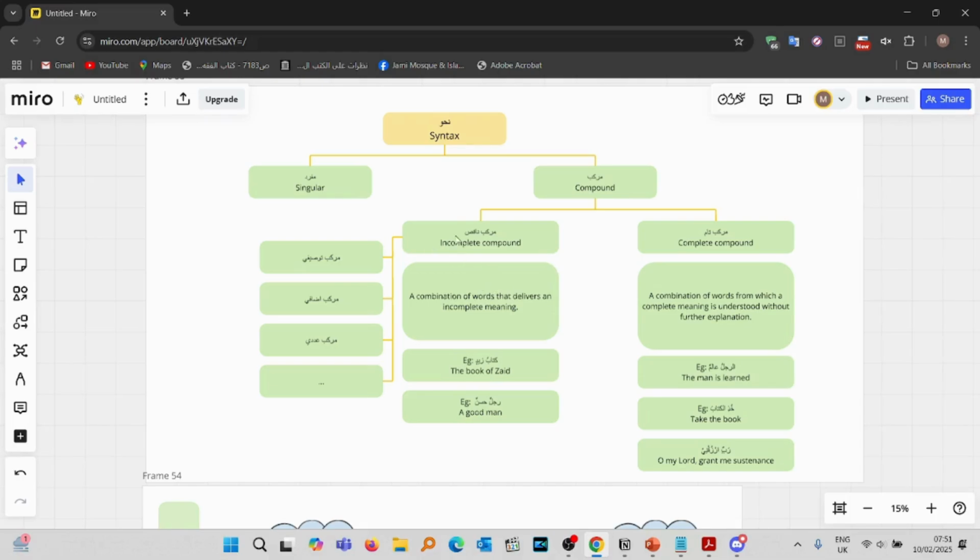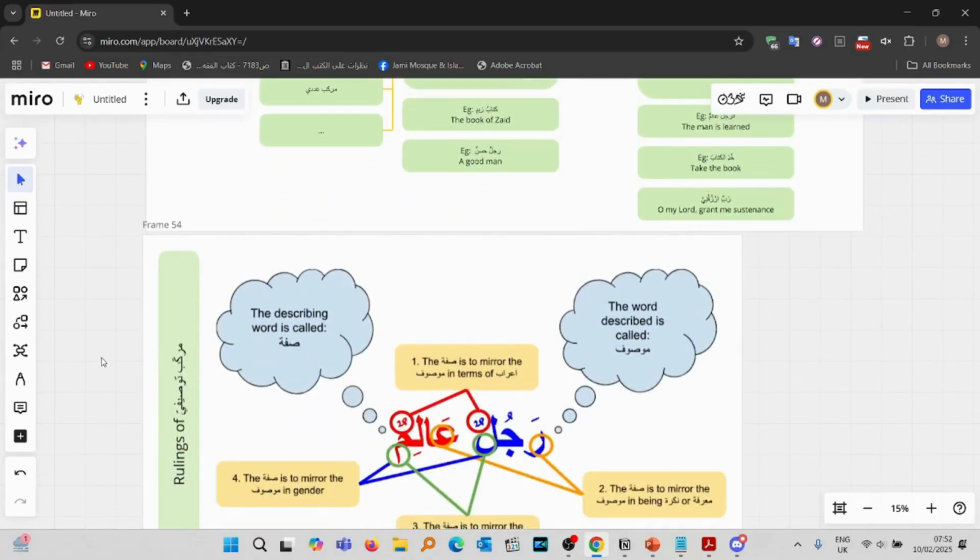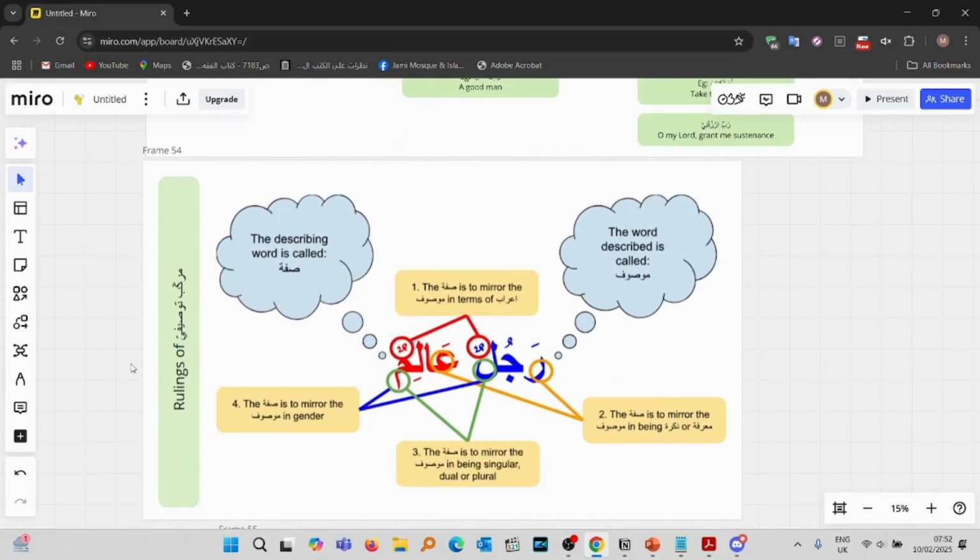We're going to touch upon the murakkab naqis first. First is going to be the murakkab tawsifi, then the murakkab idafi and the murakkab adadi. So first, murakkab tawsifi. What is murakkab tawsifi? The murakkab tawsifi is what we would define as the adjectival phrase.